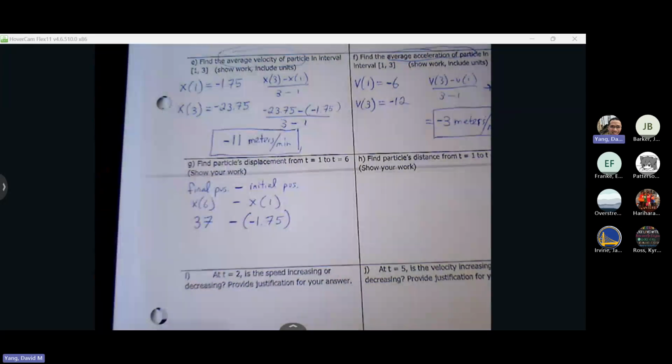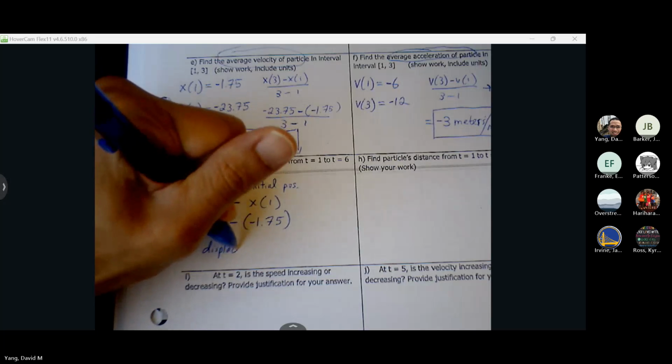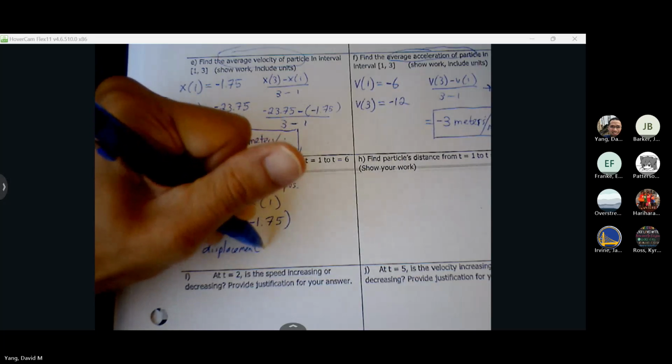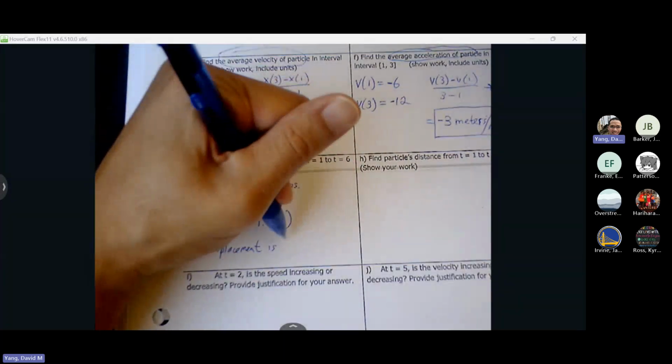It's okay to get a negative displacement. If you get a negative displacement, that just means that you end up to the left of where you started. If you get a positive displacement, that just means you end up to the right of where you started. Whatever sign you get, just keep it. Don't drop your negative if it happens to be negative. But this ends up being positive, so 38.75 meters.